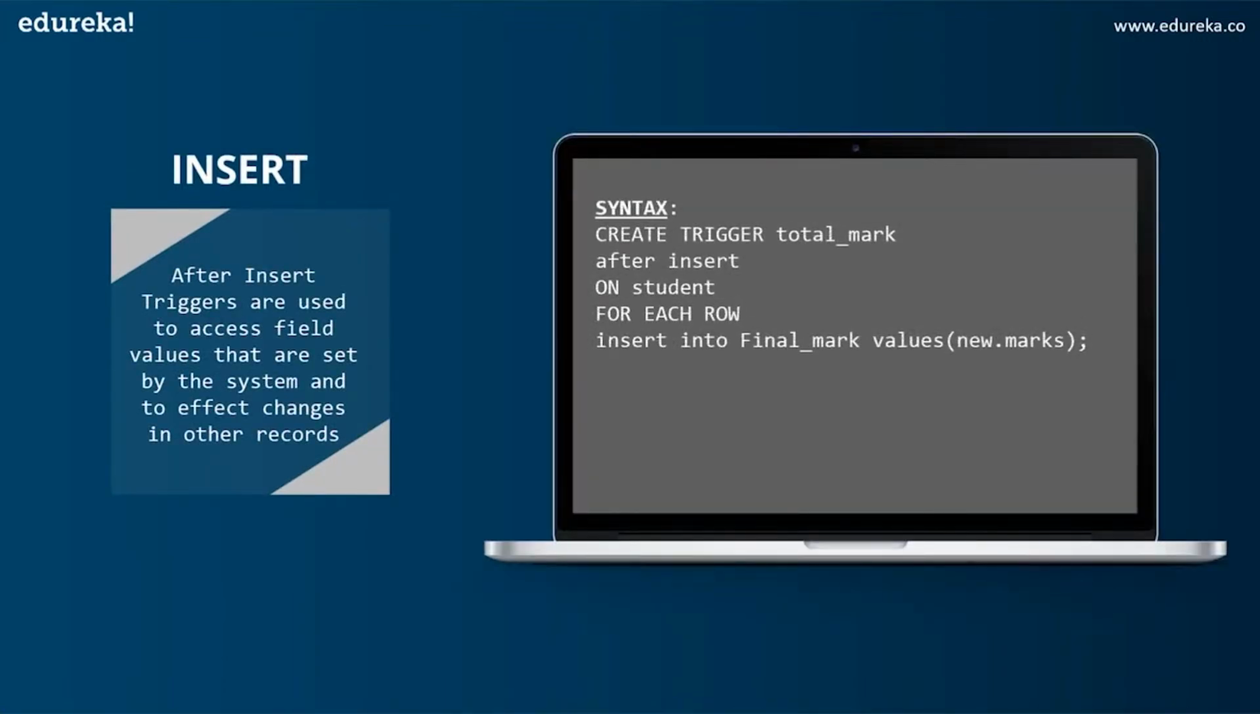After insert triggers are used to access field values that are set by the system and to effect changes in other records. And the syntax is create trigger, name of the trigger, that is total mark, after insert on student. Student is the table name, for each row, insert into final marks the value of the column. So let's head back to MySQL Workbench to execute this example.